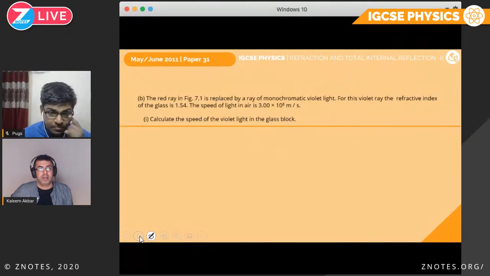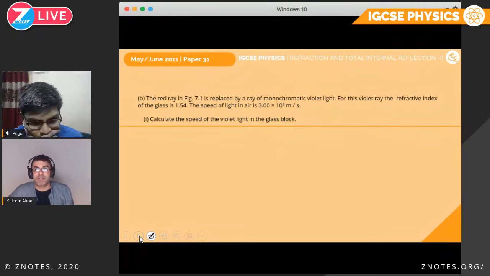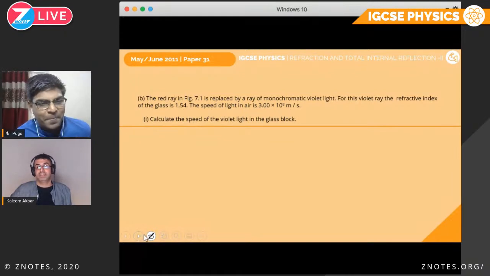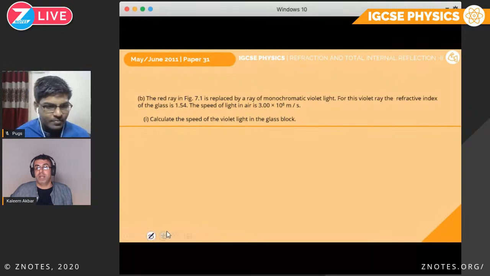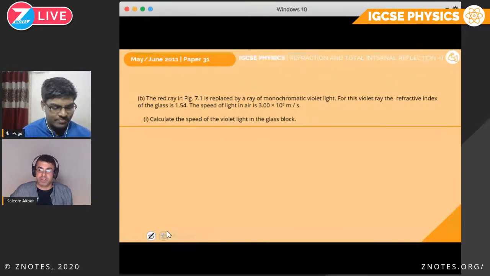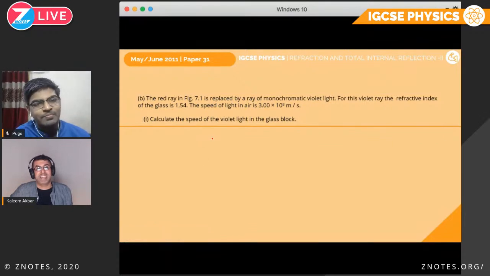Okay. The red ray in figure 7.1 is replaced by a ray of monochromatic violet light. Remember, single wavelength, single frequency. For this ray, the refractive index of glass is 1.54 and the speed of light in air is 3 times 10 to the 8. Calculate the speed of light in the glass block.